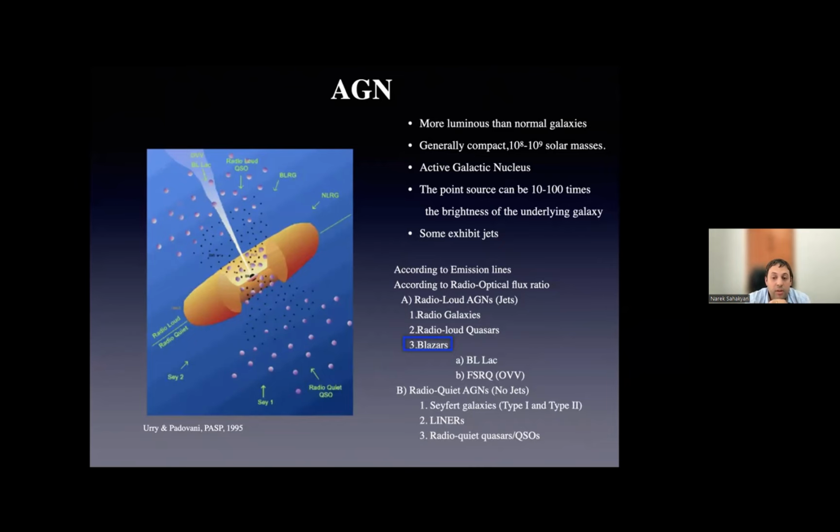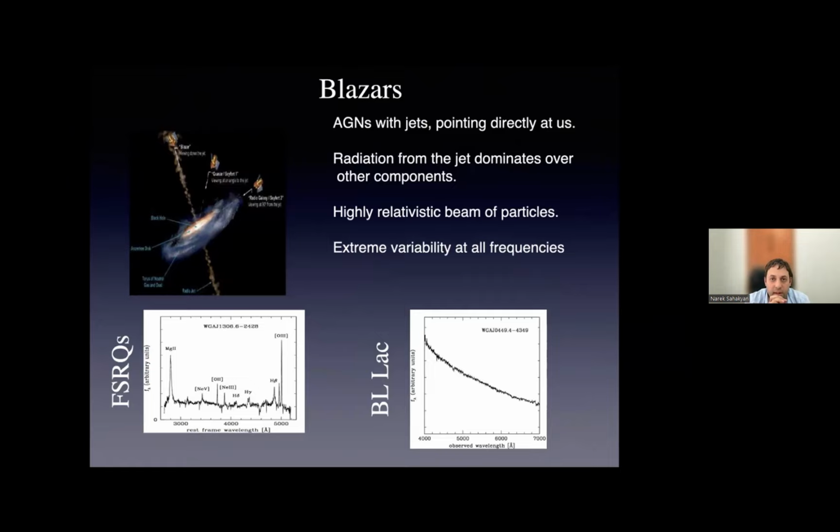So Blazars, there are different methods to classify these objects, but the two main classifications, which also affect the physics of these sources, are based on the emission lines that we are observing or not observing in the optical band. So the FSRQs, flat spectrum radio quasars, these are the Blazars when, in the optical bands, we see these emission lines at different wavelengths.